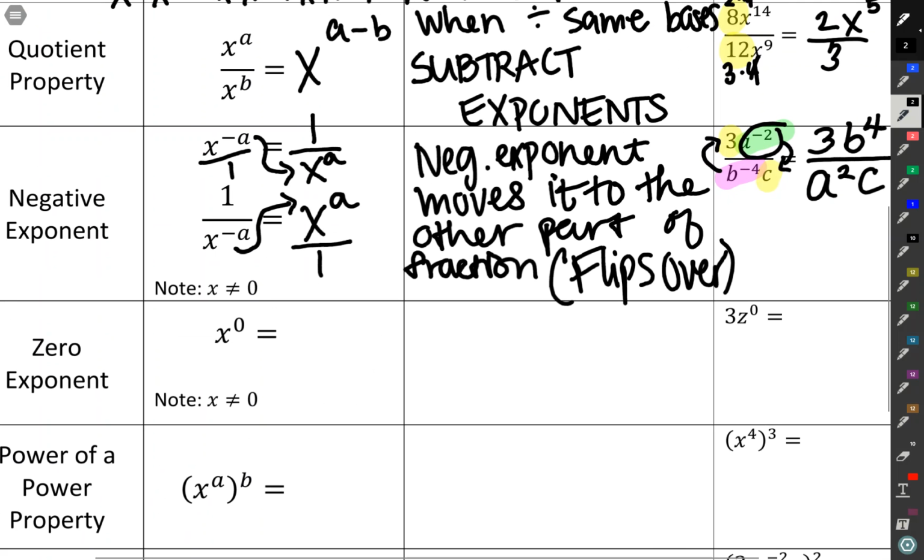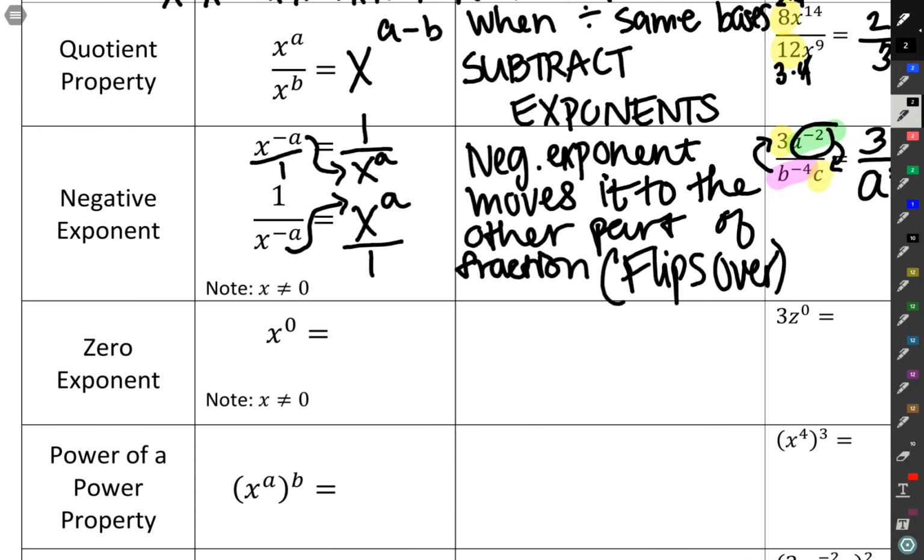X to the 0 power. Okay, x to the 0 power is just 1. Anything to the 0 power except 0 is 1. 0 to the 0 power is undefined.